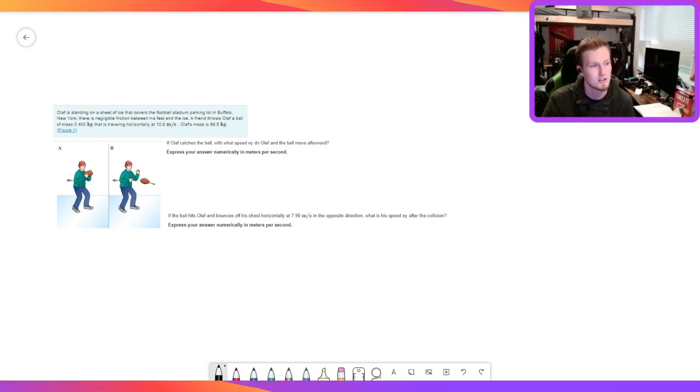So his friend chucks a ball at him of a very, very small mass. In this case, we are talking 0.400 kilograms of mass, which, in case you can't tell, isn't a lot. It's being chucked at him at a whopping 10.8 meters per second. So, using this, we are going to look for the speed at which Olaf is going to get moved if he catches the ball. If it doesn't bounce off him or anything, he catches it and it knocks him back.